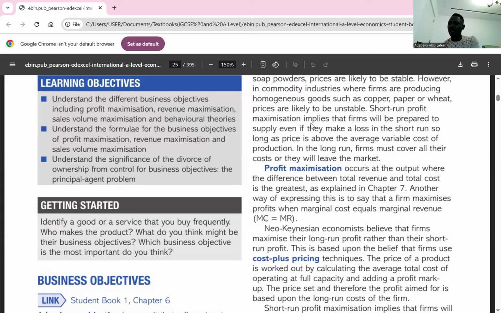I think it's clear. But for new Keynesian economists, they believe that firms maximize their long-run profit rather than their short-run profit. So for new Keynesians, firms should always aim at maximizing profit in the long run. And to do that, that is why there's what we call cost-plus pricing. So whatever the price they want to sell.